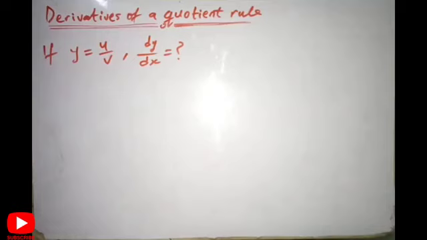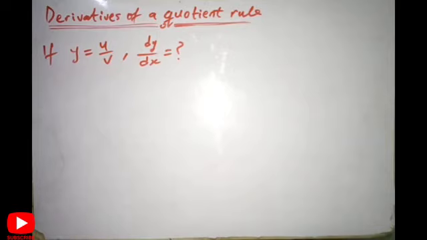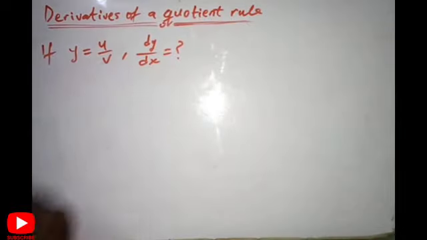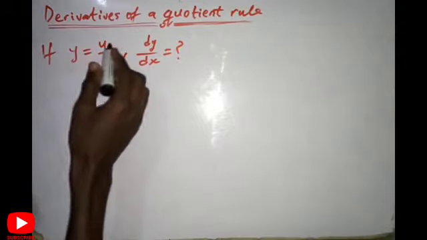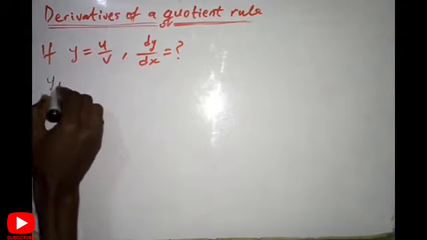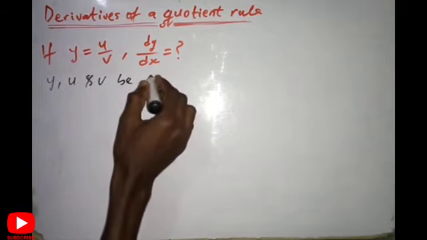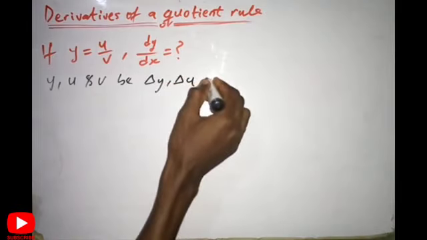Welcome. In this video I'm going to show how to derive the derivative of the quotient rule, if y is equal to u over v. Now let's prove dy/dx if y is equal to u over v by using the first principle. Let the increments of y, u and v be delta y, delta u and delta v.